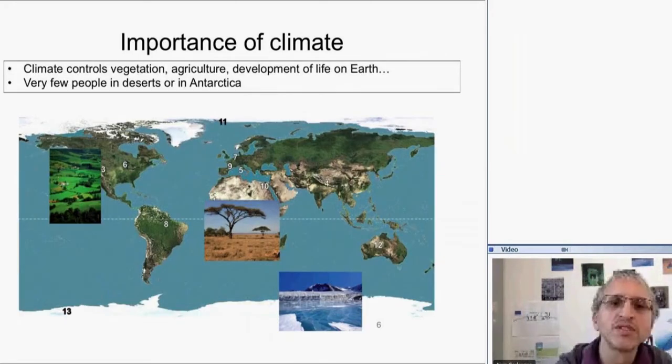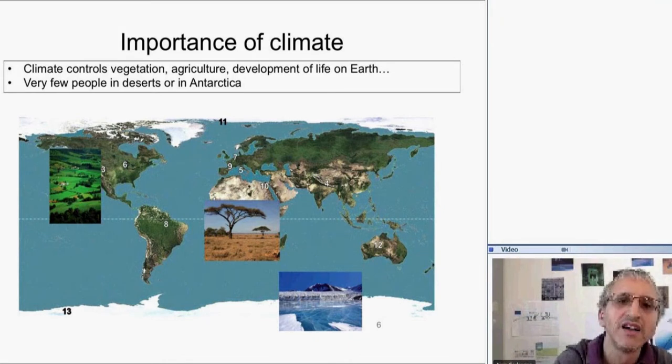And why is climate important? In fact, climate controls vegetation. It controls rainfall, temperature, etc. It controls vegetation, plants, and it's very important for agriculture and the development of life on Earth. Typically, there are very few people in the deserts because there's no rainfall, and very few people in Antarctica because it's very cold. In the Arctic, you've got few people, Inuits, etc., but the population density is very low.